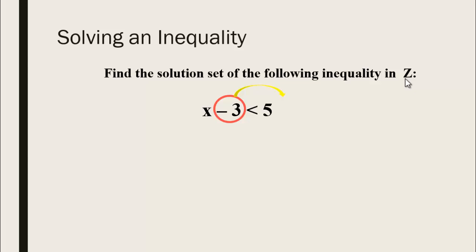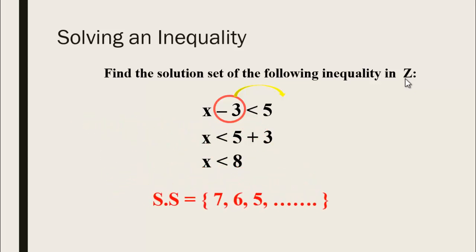When I'm going to move minus 3 to the other side, I will have x less than 5 plus 3. So x is less than 8. What about my solution set here? My solution set will be the set 7, 6, 5, and so on. Why? Because I am searching for all the numbers which are less than 8 and found inside of Z. Let's have another example.